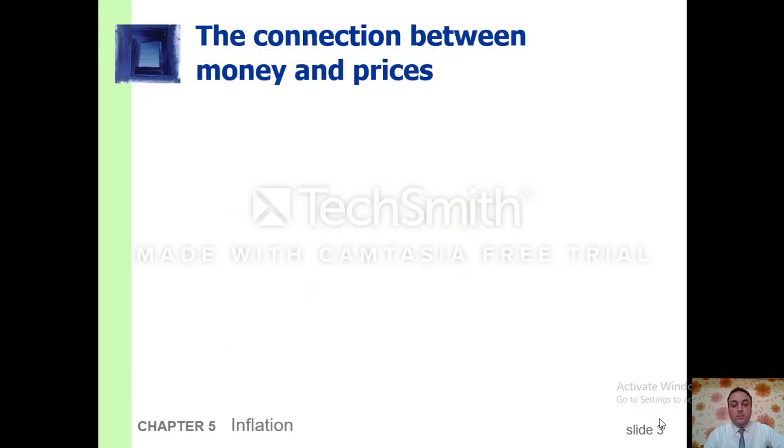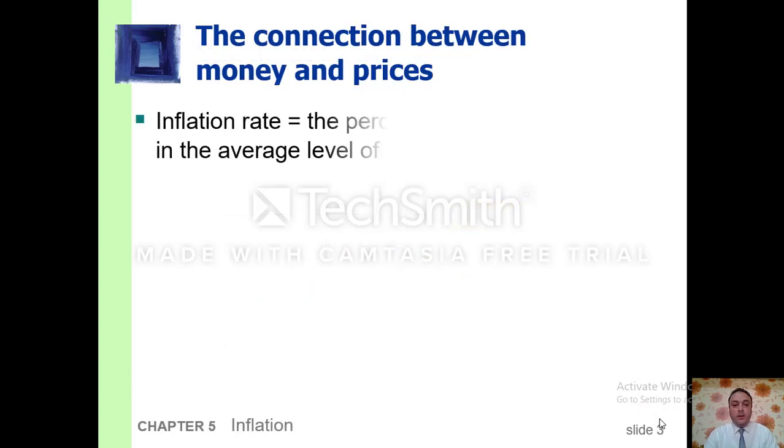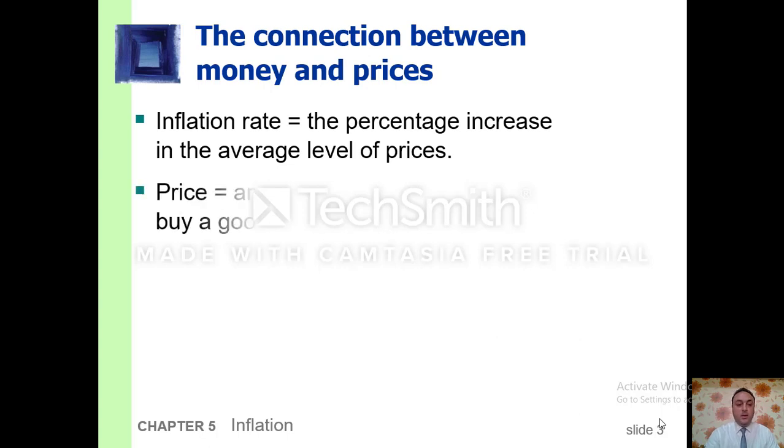So, the connection between money and the prices. At the beginning, you can see the inflation rate. As we know, inflation is the increase in prices, and the inflation rate is the percent change, the percent increase in the average level of the prices.